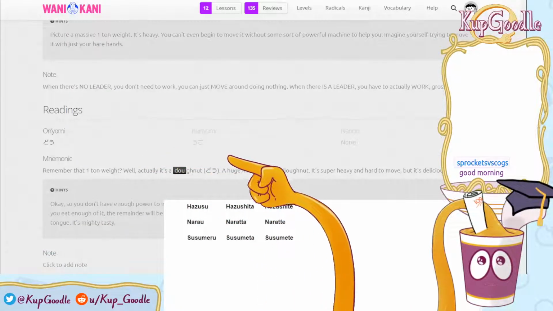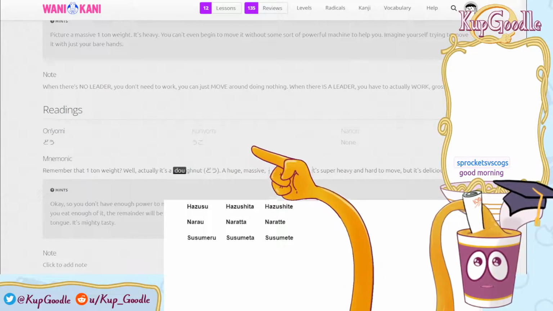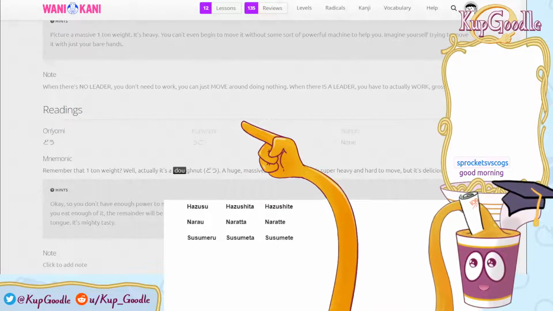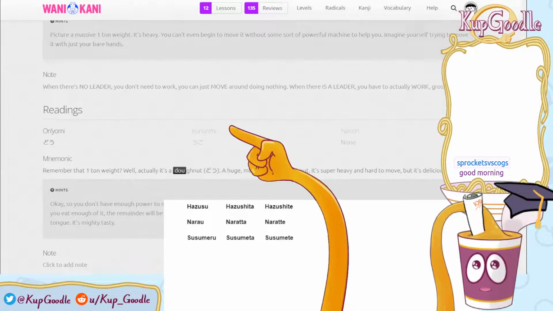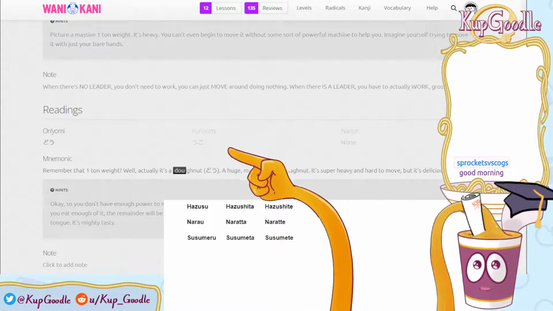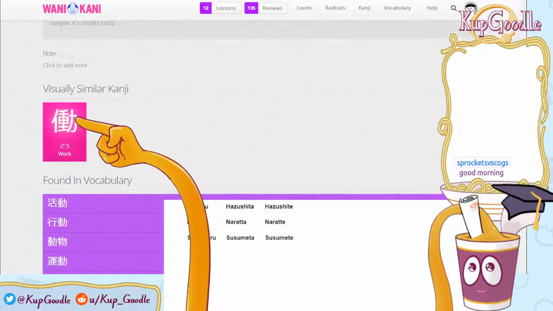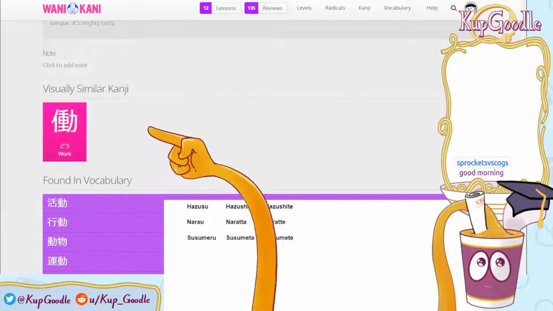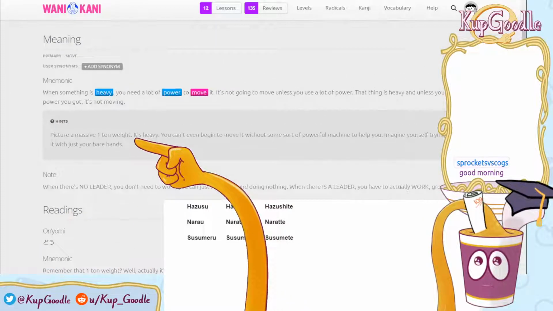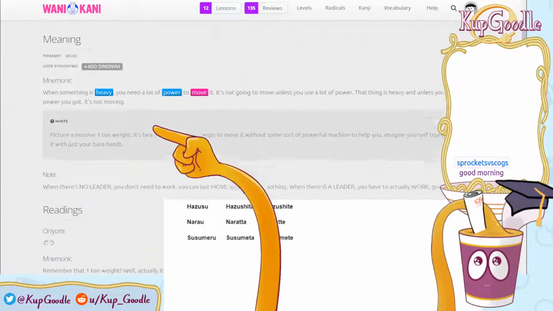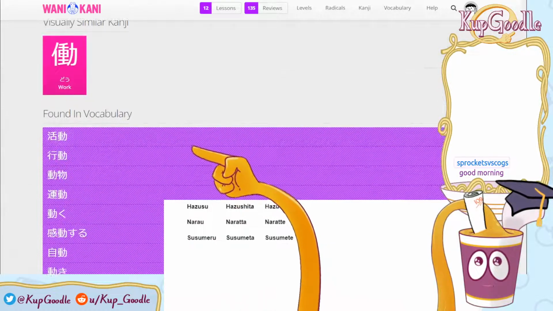That's do, ugo. That was ugoki, ugoku. In Pokemon, I kept on going, oh, they're movement. All right, move. And it looks similar to work. Work has the leader. Work has a boss for the movement. Both of them can be dole, though. Move is dole, and work is also dole.